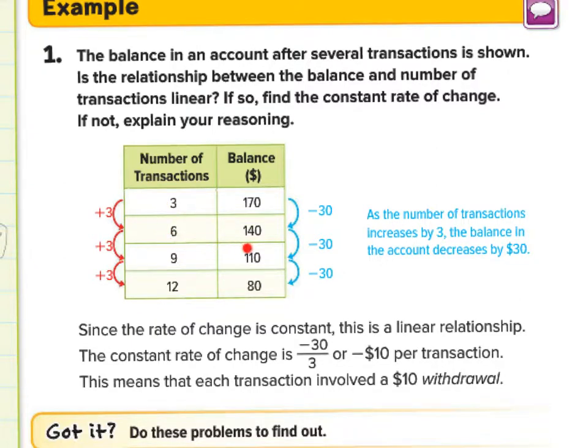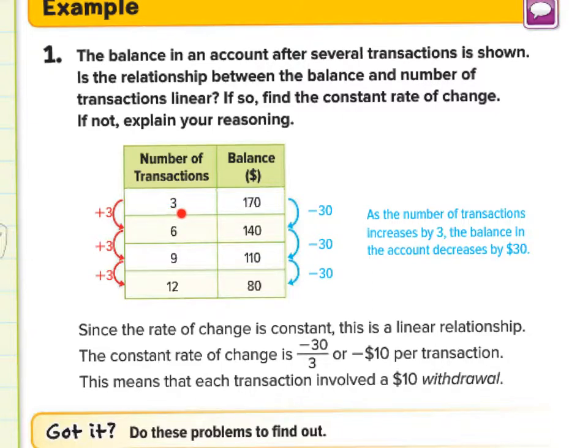Another 6 transactions, $140. 9 transactions, $110, and 12 transactions. So this is like saying when we say 3 transactions, it's your ATM card being swiped 3 times, and you have a balance of 170. Then another 3 times and you have a balance of 140. Every time you swipe your card, or every 3 times, it goes down by 30.